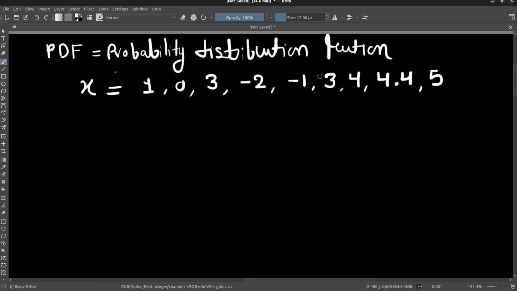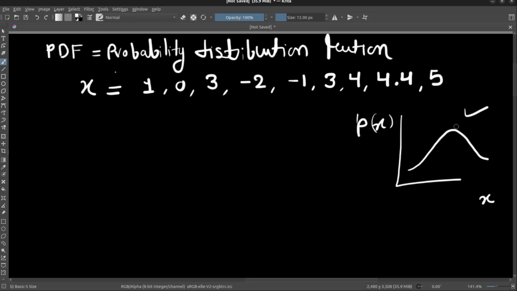Those who don't know, in general, have you seen this kind of curve? So this is x, this is p of x. Have you seen this kind of notation? This is the type of graph we are going to plot. How to plot a probability density function? Let's see. So x is given to you.